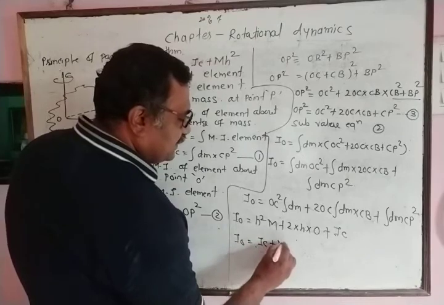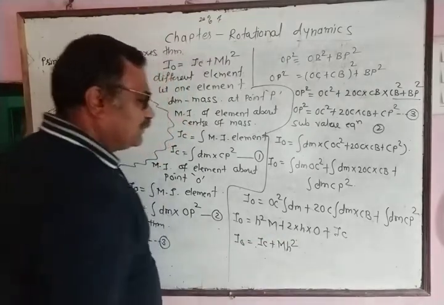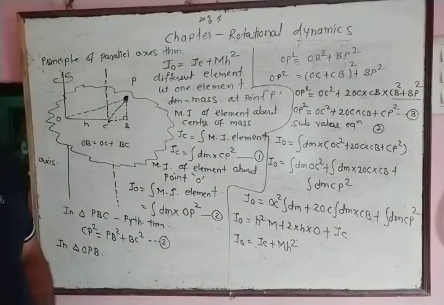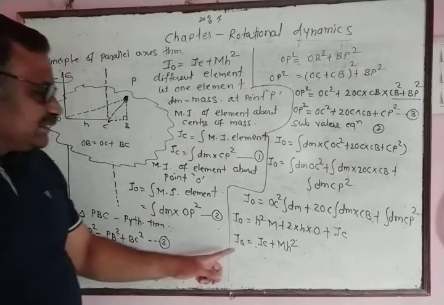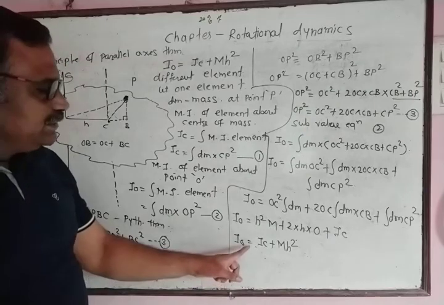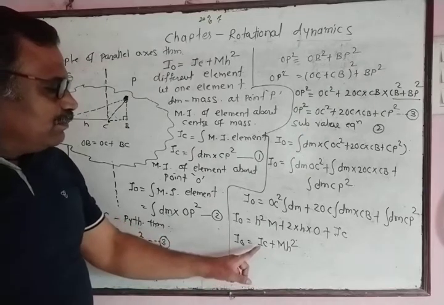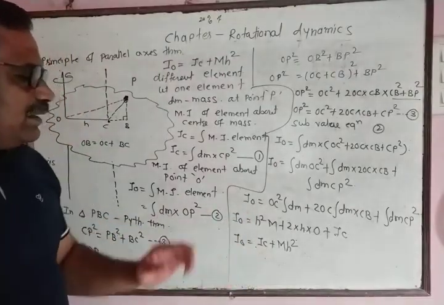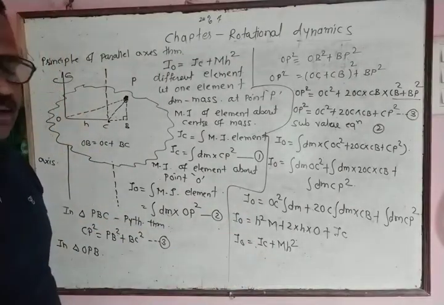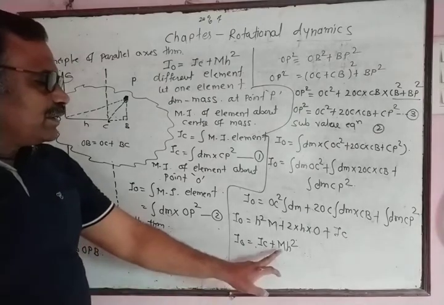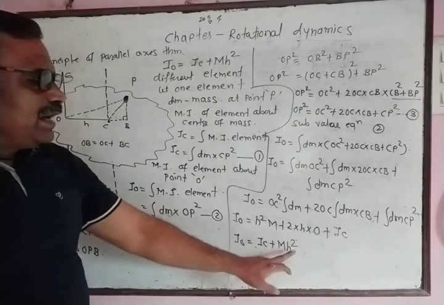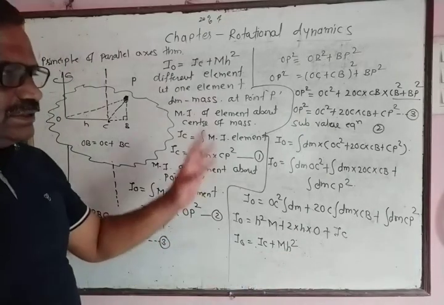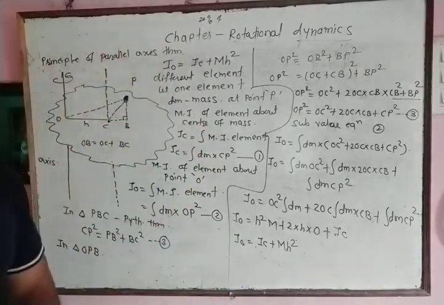IC plus Mh square. The moment of inertia of a rigid body about an axis passing through any point is equal to the sum of the moment of inertia of the rigid body about a parallel axis passing through the center of mass plus the product of the mass of the rigid body and the square of the distance between the two parallel axes. This is the principle of the parallel axis theorem.